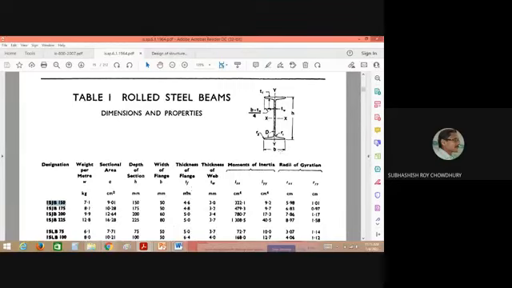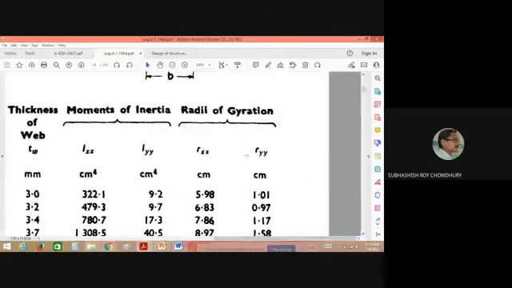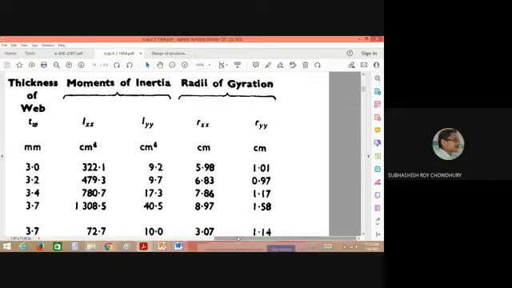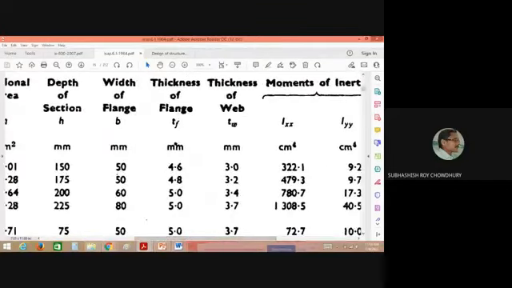Thickness of the flange: the flange must have one particular thickness. If you look at this figure carefully, you will see that there is a variation in the flange thickness. So in your calculation, you should consider one average thickness. The average thickness TF is written here. This is the average thickness of the flange basically.